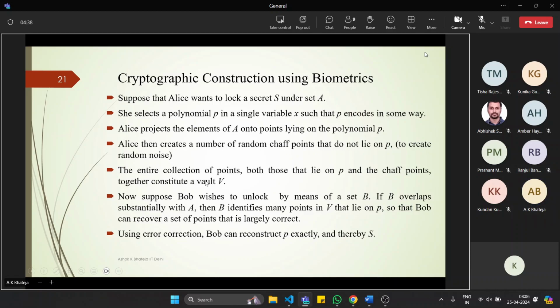Today, in the previous class, we have discussed the fuzzy commitment scheme.